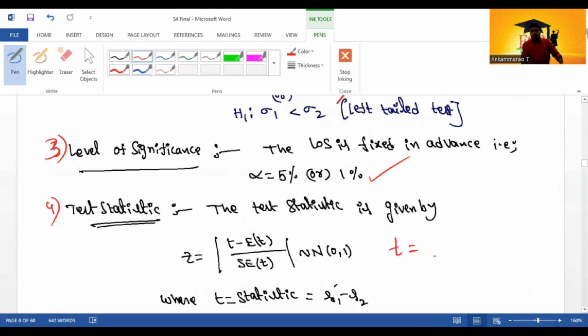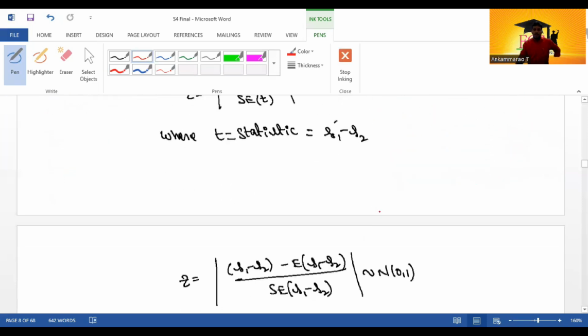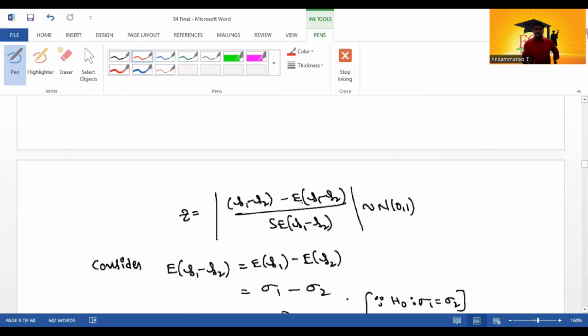Here t: first we wrote x bar for a single mean, in the second question we wrote x1 bar minus x2 bar for the difference of two means. Here, for the difference of two standard deviations, t equal to s1 minus s2. Substitute and simplify: s1 minus s2 minus expectation of s1 minus s2 divided by standard error of s1 minus s2 follows N of 0, 1.